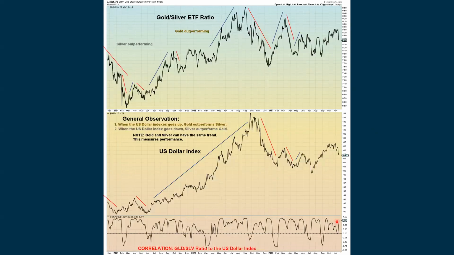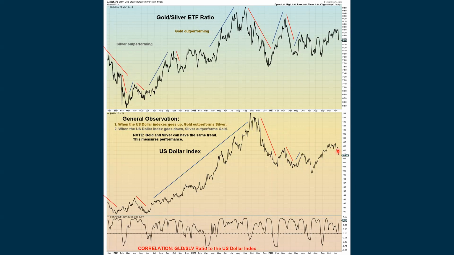And we have a general observation that we can also make. We look at the gold to silver ratio on the top. When this is going up, that means gold is outperforming silver. Again, they both could be going up. It just means that gold's going up even more. And then in the middle area, we look at the US dollar index, and we see that there's some similarities here. And we can take some general observations from this. When the US dollar index has been going up, and that's what it had been doing, even though we've seen some recent weakness in the dollar, gold outperforms silver.